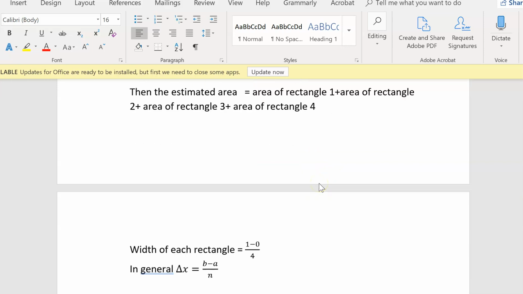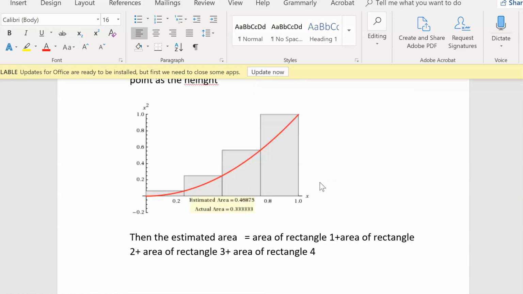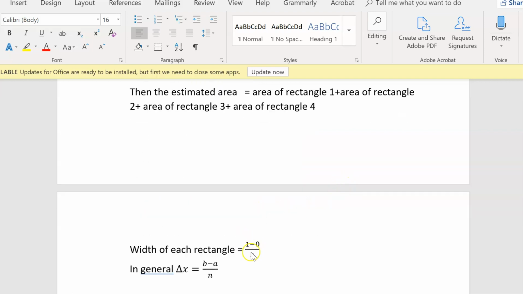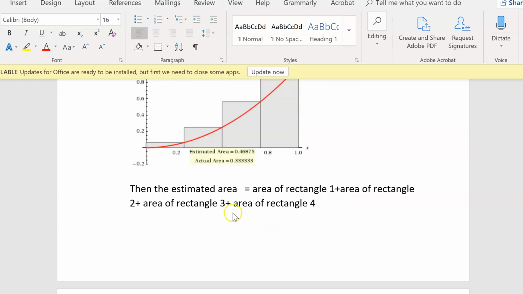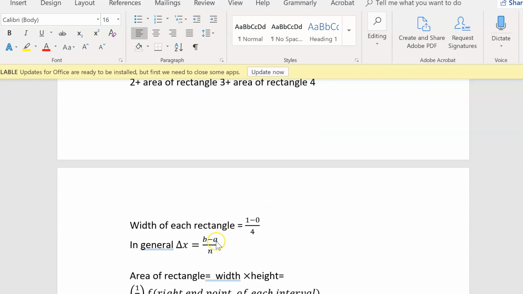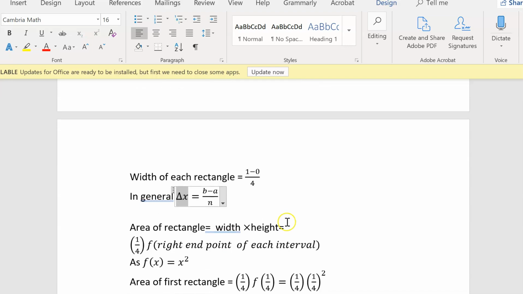So let's try to find the area of one of them. First of all, we need to get this distance. As I told you, we take the full length, 1 minus 0, and divide it into 4. Why do we divide it into 4? Because there are four rectangles. In general, if you have A and B, you take B minus A and divide by N. We generally call this distance, the width of the rectangle, delta x.